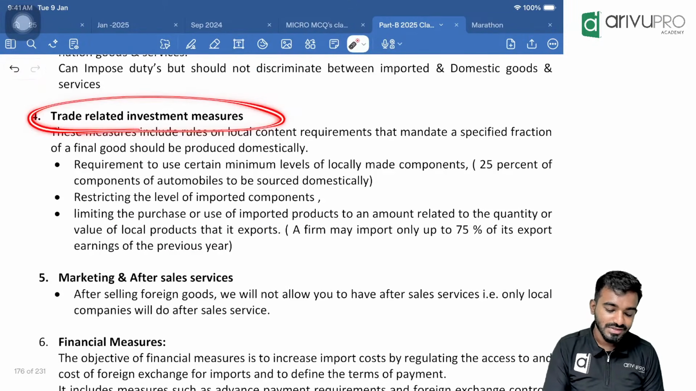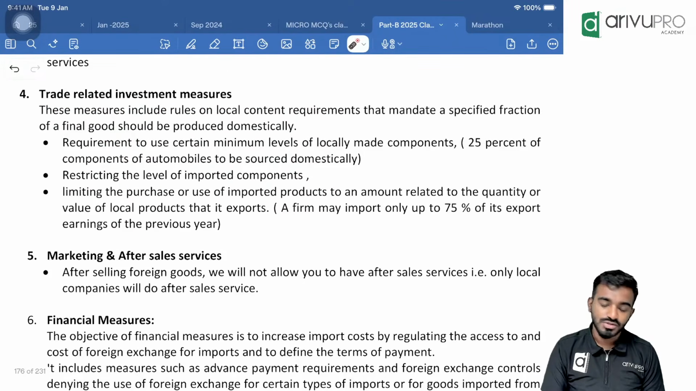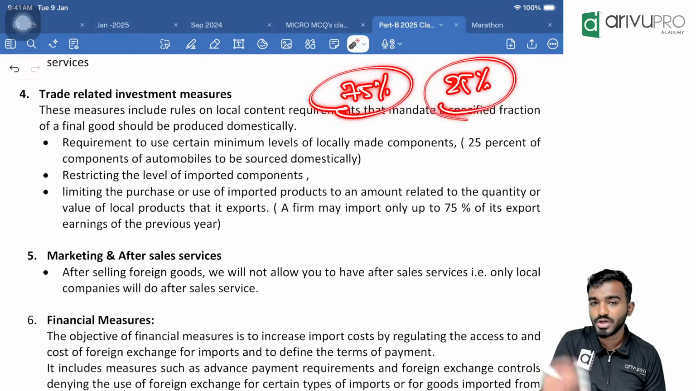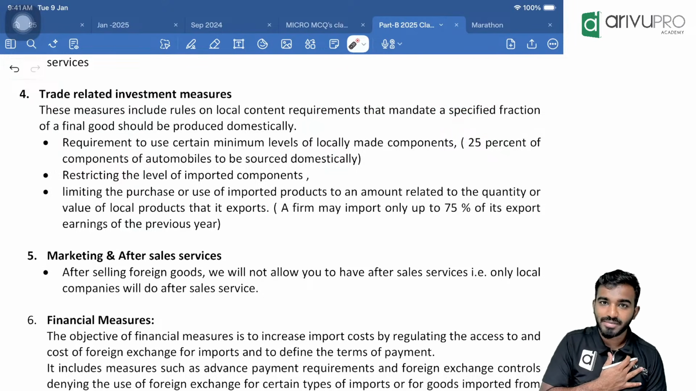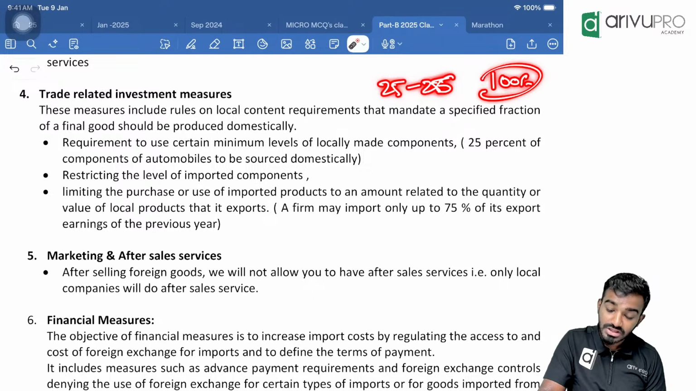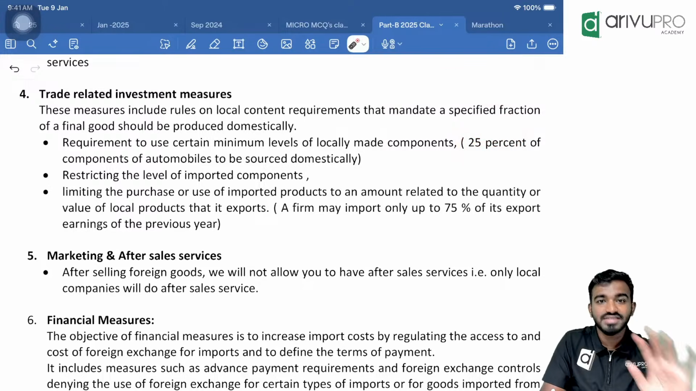Trade related investment measures. Now this is interesting. What they do is, the government will say, boss, whatever you have exported last year, not this year, last year, in that, 75% alone you can import this year. That means the remaining 25%, shut and buy from my local market. Let's assume I'm a car manufacturer. Last year, in 2025-26, assume I have exported cars worth 100 crore rupees. In this, 75 crores I can import now. That's it. Not 100%, only 75%.